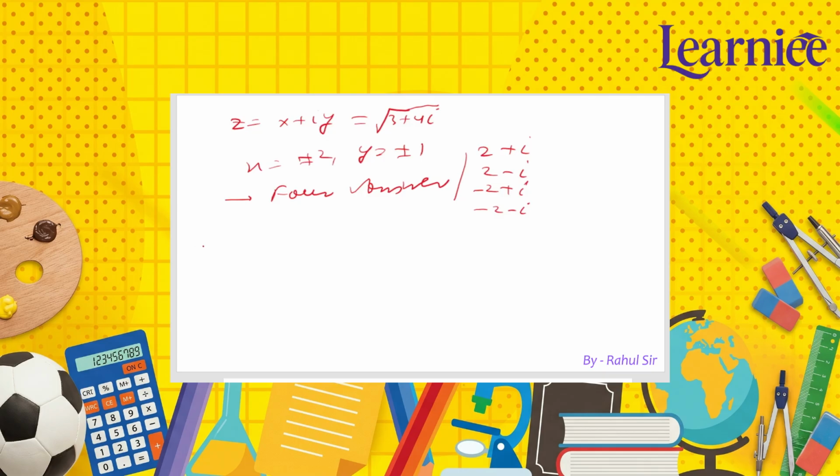But observe that if we are solving z is equal to x plus iy, what does it essentially mean? It means z square is equal to 3 plus 4i. So z square is equal to 3 plus 4i means it's a quadratic, a second degree polynomial. Since it's a second degree polynomial, it should have only 2 roots. Second degree polynomial means only 2 roots.